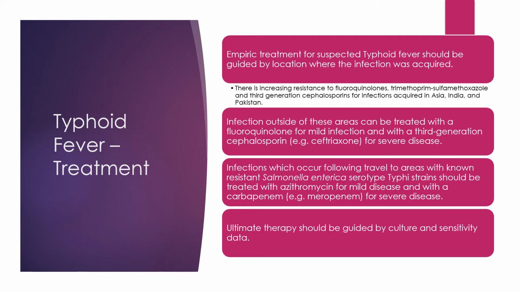However, if a patient is coming from areas with high rates of resistance, azithromycin is the preferred alternate for mild disease, and a carbapenem is used empirically for severe disease until susceptibility testing is performed. But clearly, therapy should be guided by culture and sensitivity data in typhoid fever.